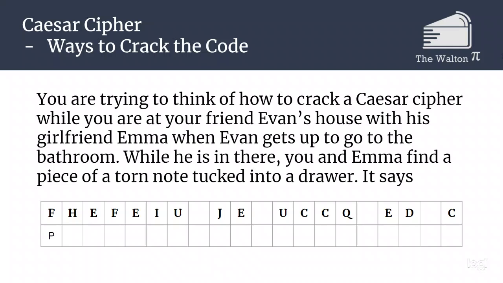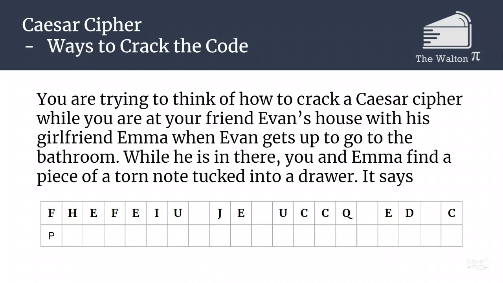You decide to go and visit your friend Evan, along with his girlfriend Emma. And then Evan suddenly has to go to the bathroom, as happens during the day. And then while he's in the bathroom, you and Emma discover a piece of a torn note tucked into a drawer. And it says this: FHE, FEIU, JE, UCCQ, EDC, and then the paper's ripped off from there.